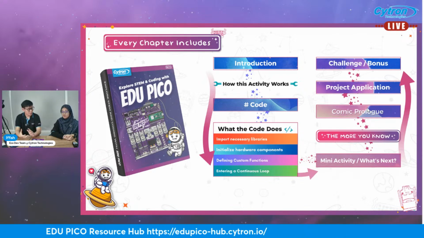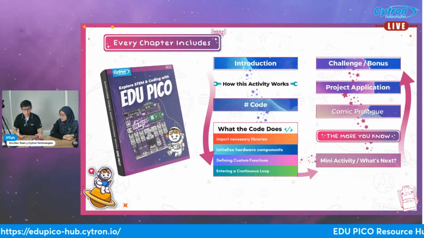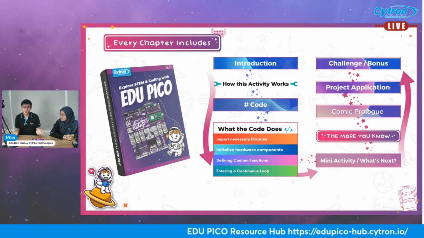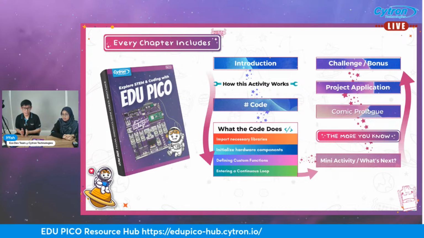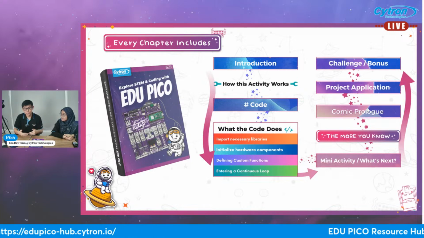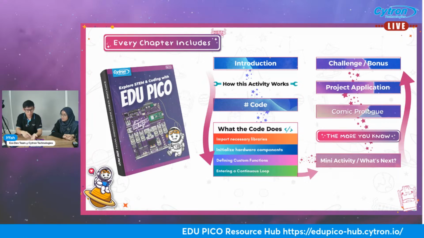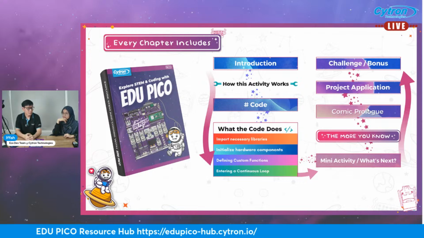After you finish a project, you see your button is working, you see your results. You're going to ask yourself, what to do next? So there will be a mini activity or a what's-next section, which will encourage you to take your project to the next level. Now you can build a project using that button.